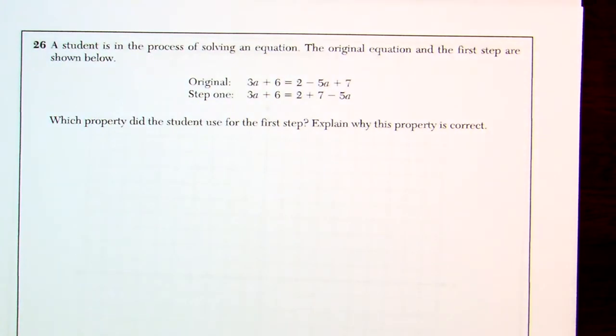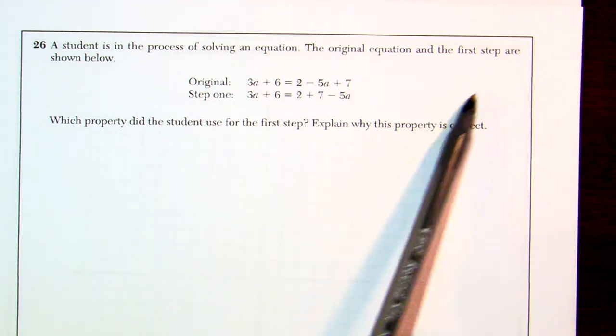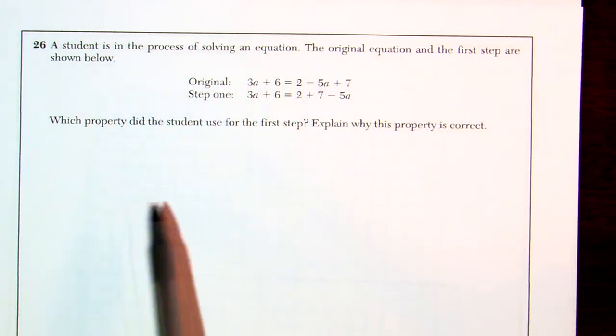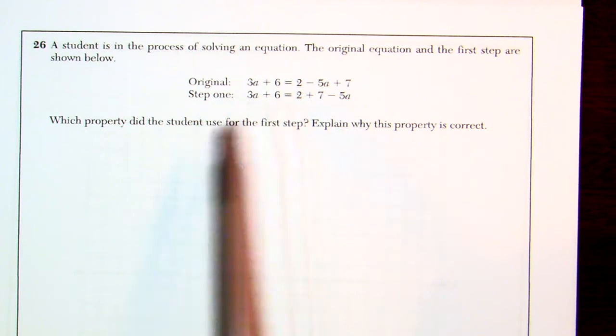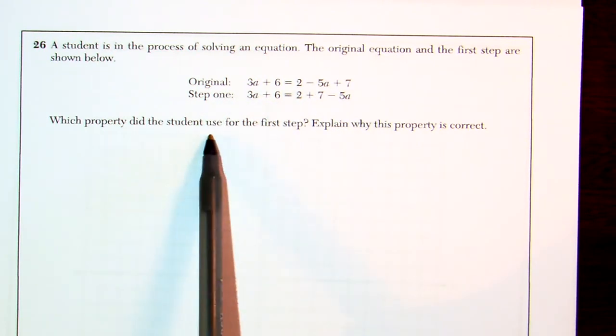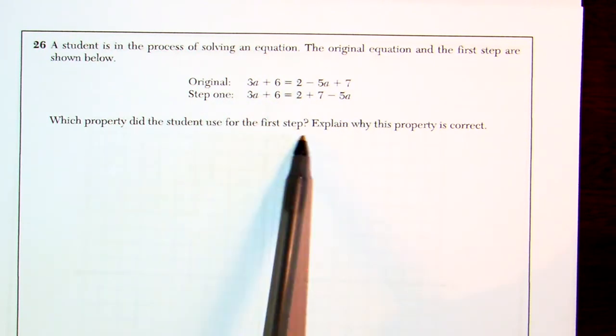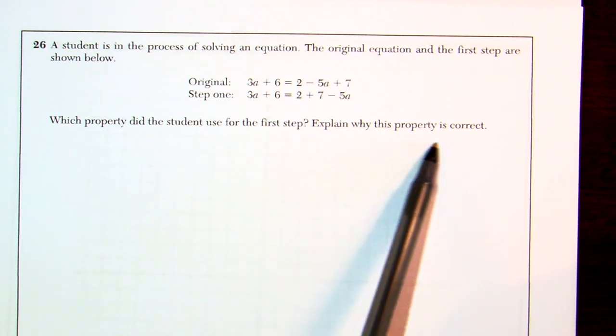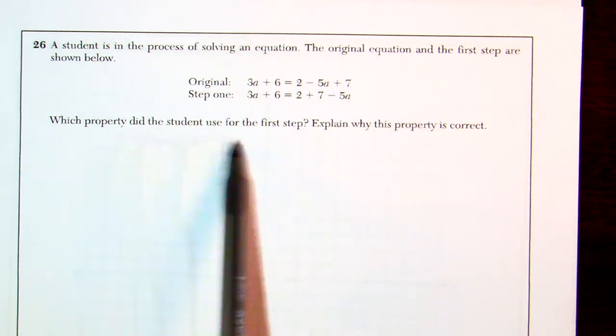26. The student is in the process of solving an equation. The original equation and the first step are shown below. So here's the original, here's step 1. Which property did the student use for the first step? Explain why the property is correct. So two things, what is it and why?